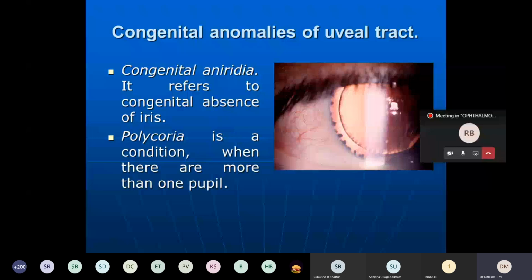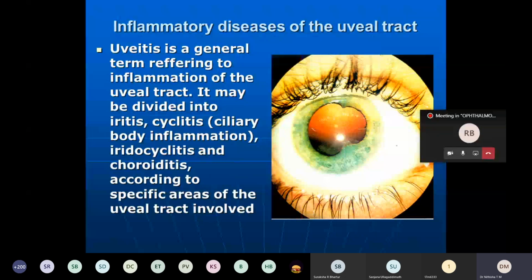Next is inflammatory diseases of the uveal tract. Uveitis is inflammation of the uveal tract. It can be divided into iritis and cyclitis. If the iris and ciliary body are both involved, it is called iridocyclitis. And choroiditis can also be associated with iridocyclitis, according to the specific areas of the uveal tract involved.